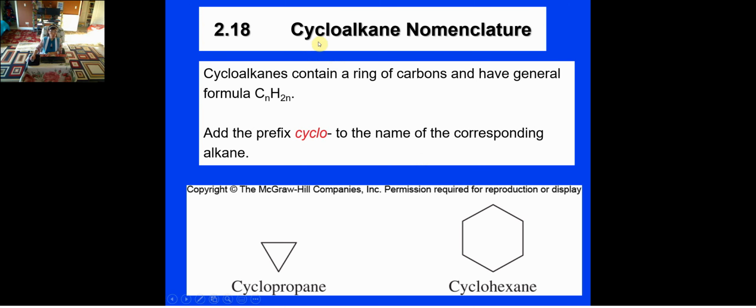The second group of compounds is cycloalkanes. Cycloalkane naming is essentially similar to the non-branched alkane.